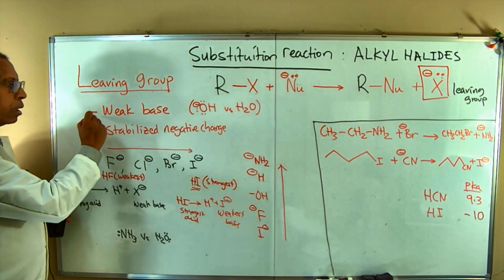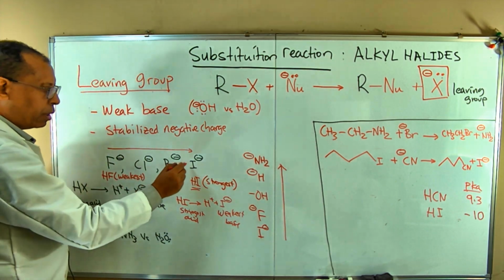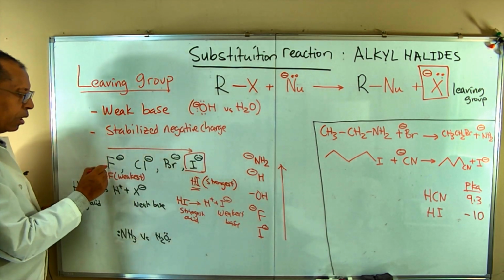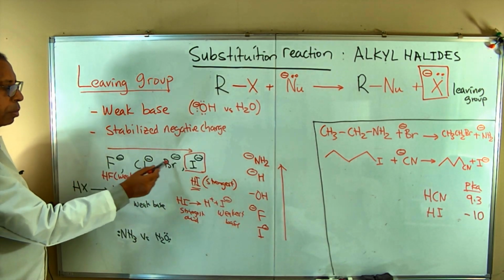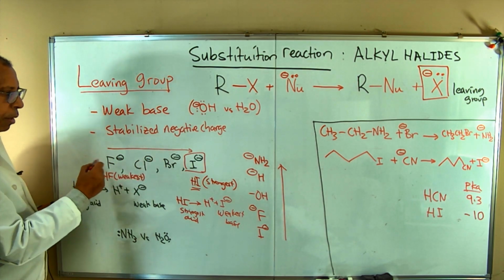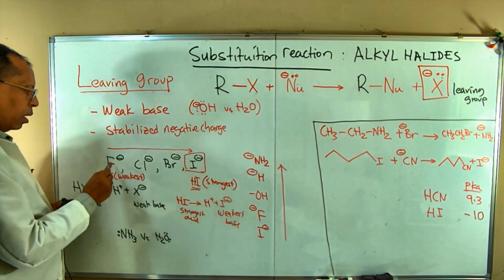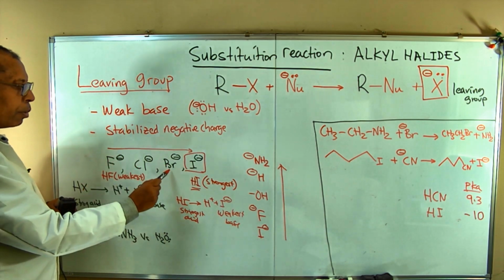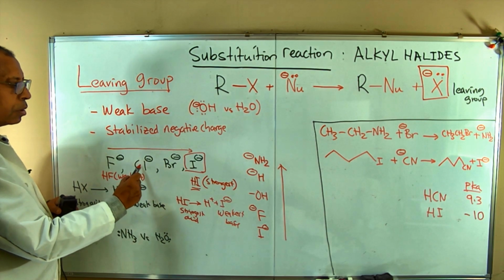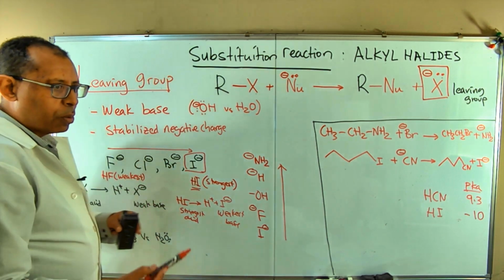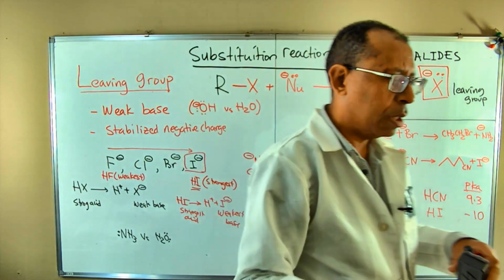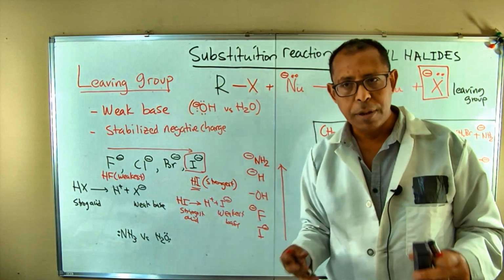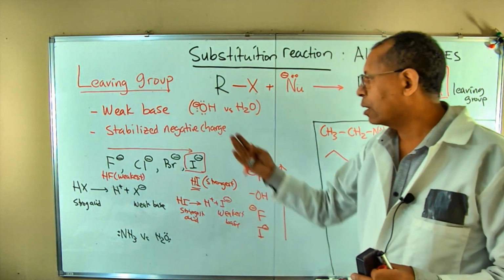So what we have said is you need a weak base to be a good leaving group. Therefore, I minus is a better leaving group than F minus. But bromine is much better than fluoride. So the leaving group ability increases this way. So fluoride is not a good leaving group. Chloride is a little better than fluoride, bromide is a little better than chloride, and so on. So the weaker the base, the better it is as a leaving group. That's what it means.